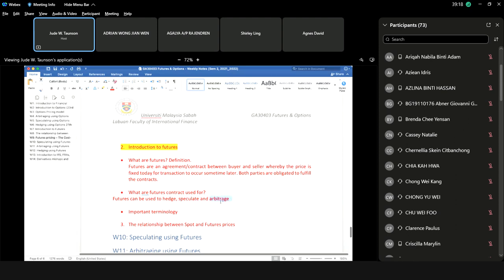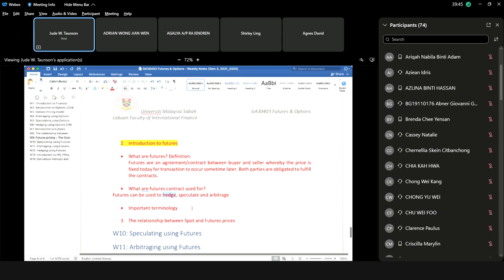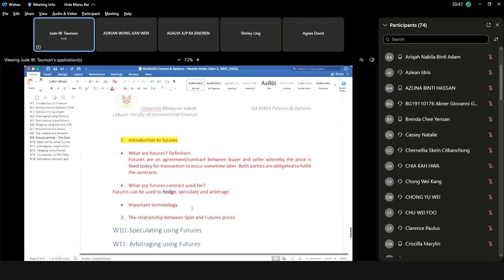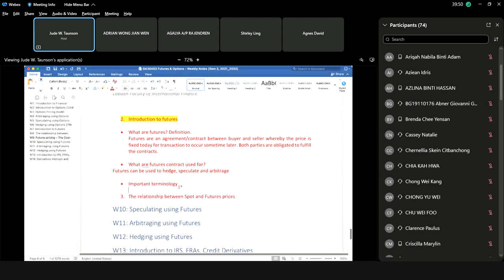Remember, arbitrage is buying and selling simultaneously to make profit due to market discrepancy or violation of market equilibrium. So for hedging, the objective is not to make profit, but to reduce, minimize, eliminate the risk of losses. Okay, there's some important terminology we need to learn.